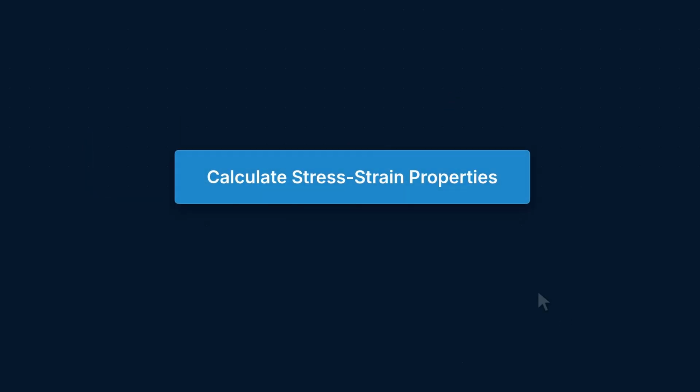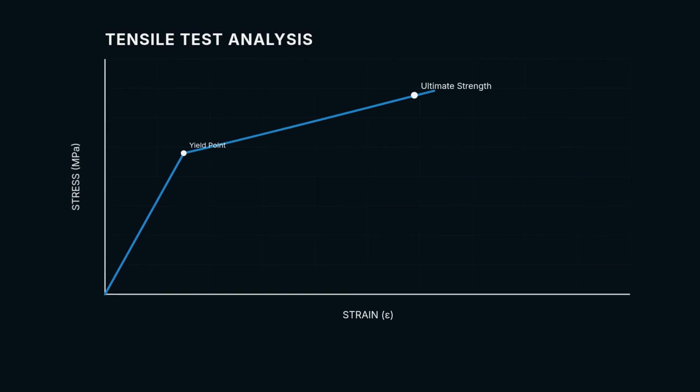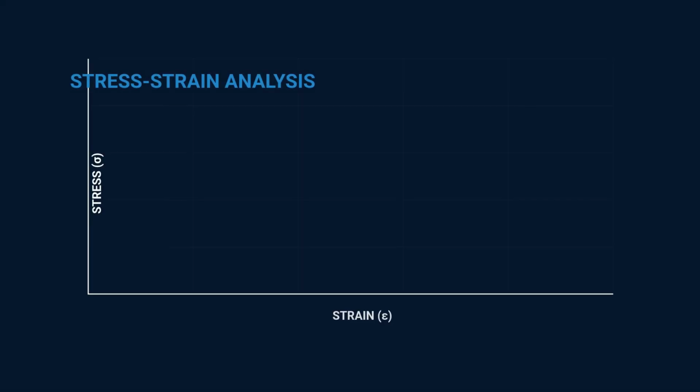After entering these values, click Calculate Stress-Strain Properties. The calculator processes your tensile test data and generates the stress-strain curve along with key material properties. The results display the elastic modulus, showing the material's stiffness in the linear region.